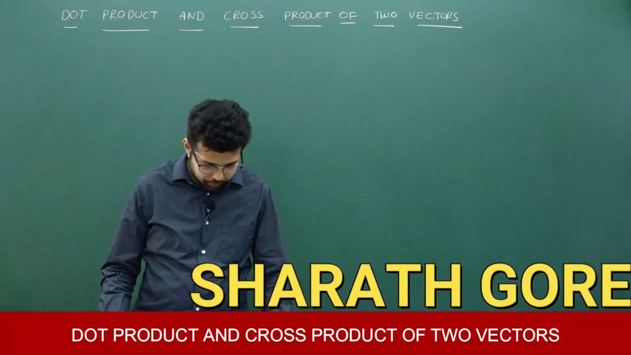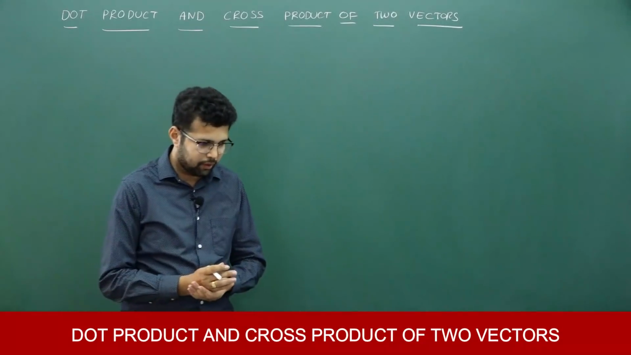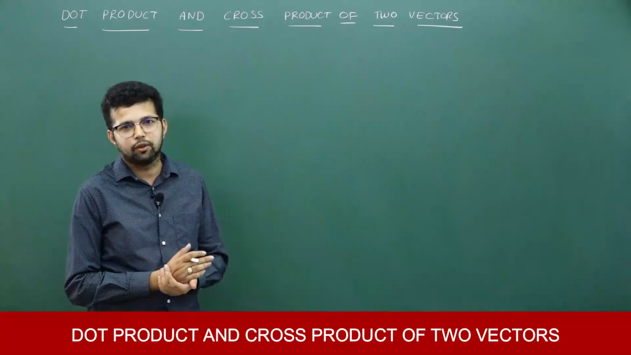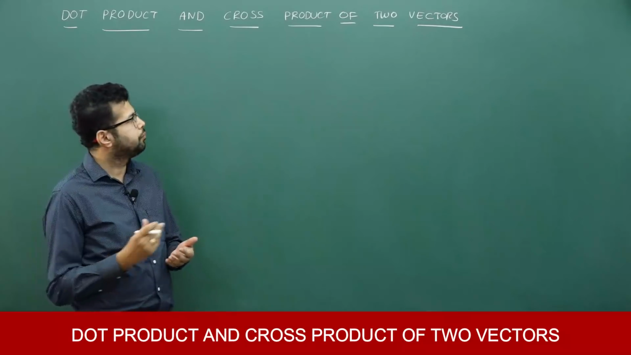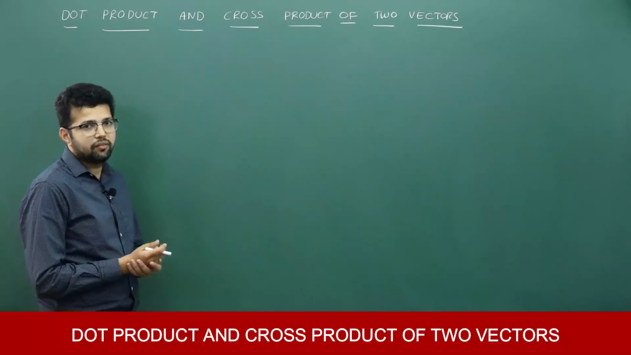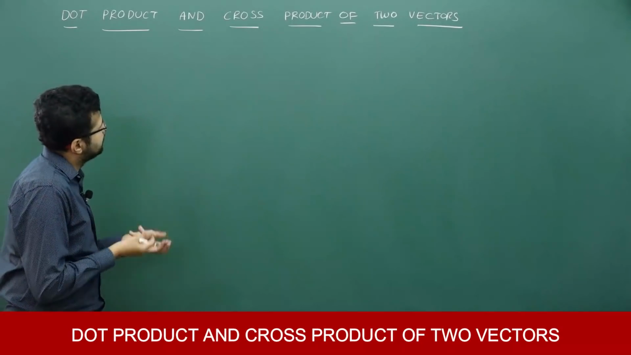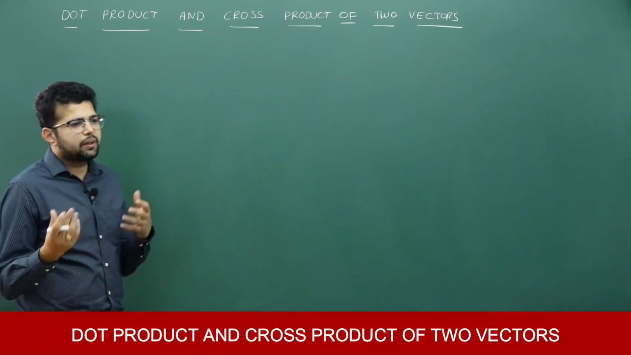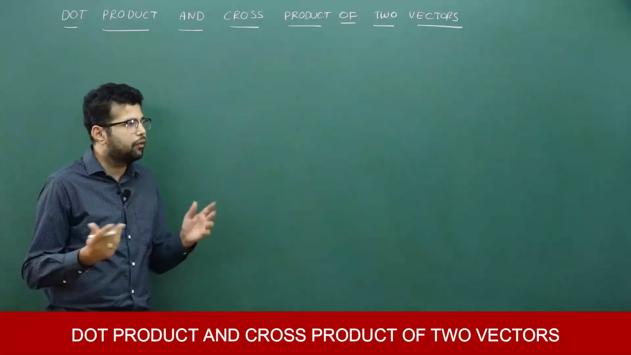Hello dear students, in the previous session we have studied addition of vectors, graphical method and resolution of vectors. In this video we will learn about multiplication of vectors. There are two types, one is known as dot product of vectors and the other is cross product of two vectors. Sometimes we will use dot product, sometimes we will use cross product, we will see what it is.